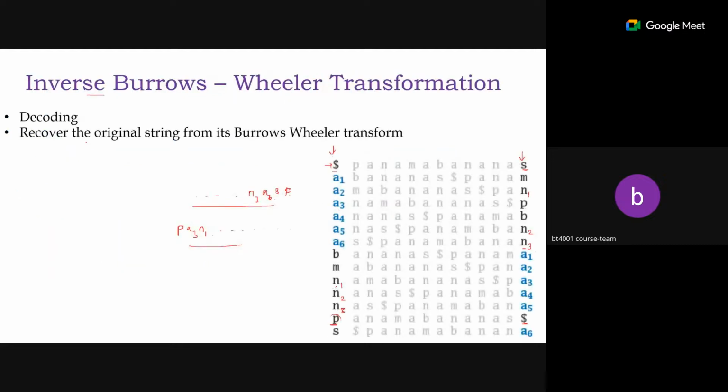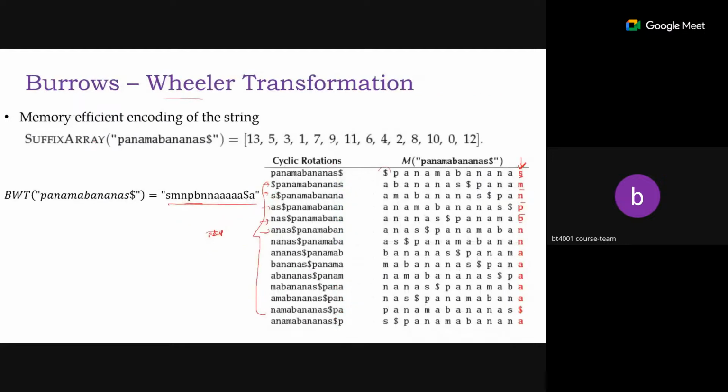One more important thing for week 6: there is something called run length encoding. So here we have this Panama bananas, right? So let's say we have apple.